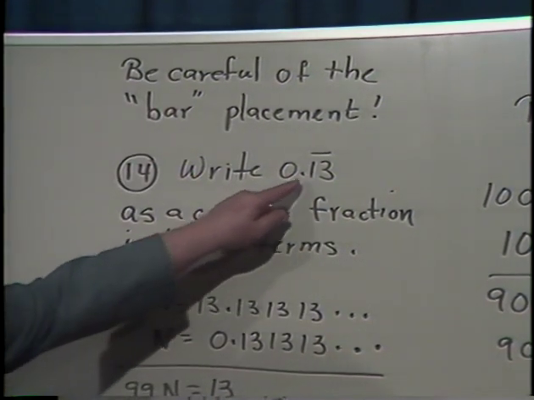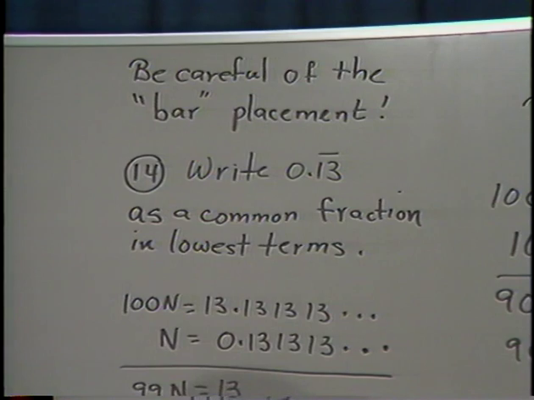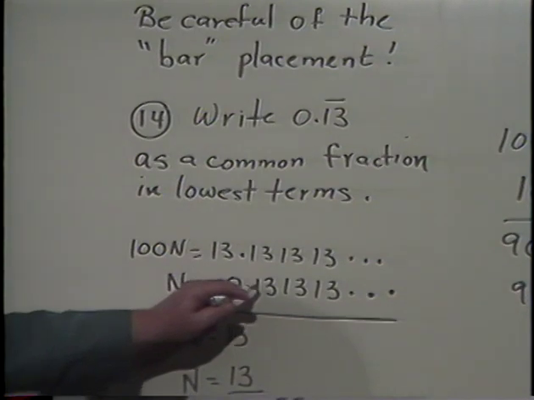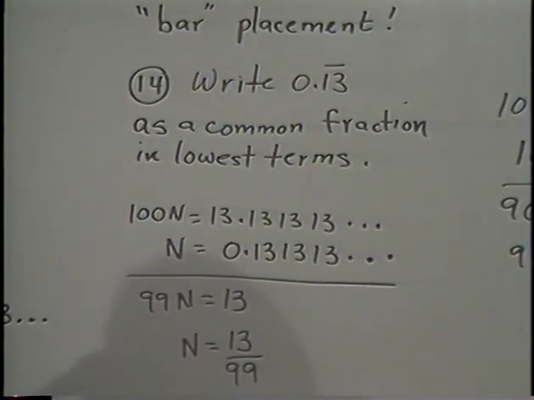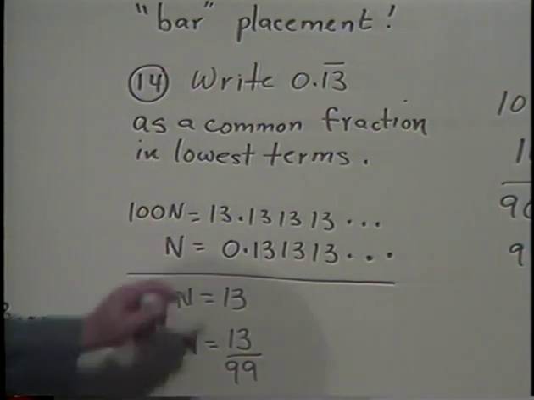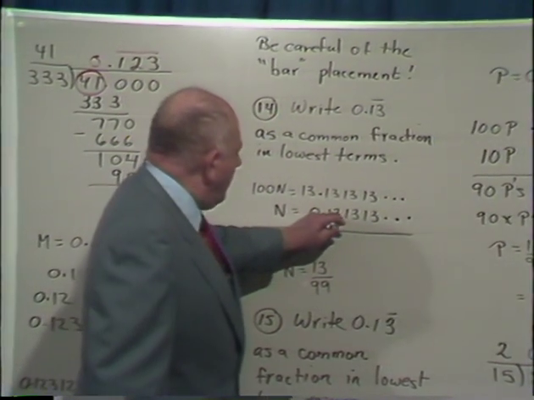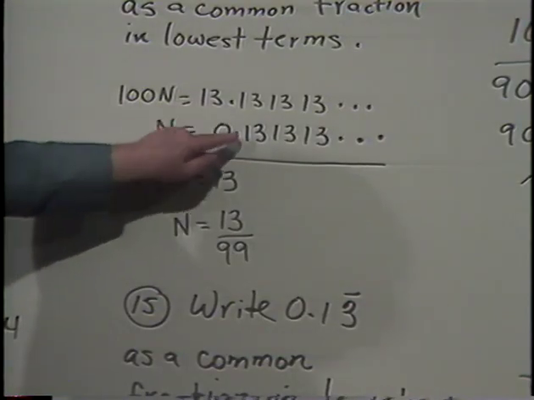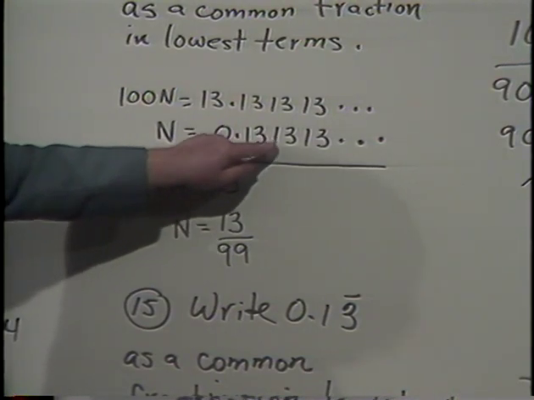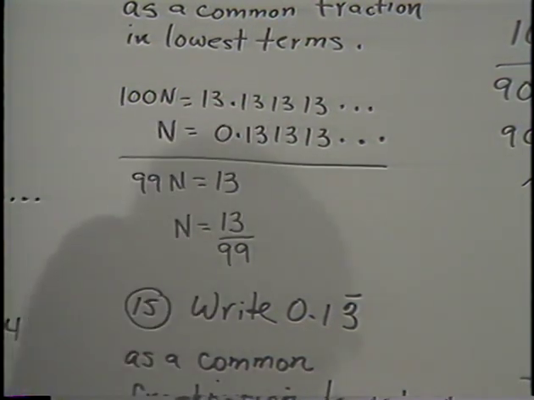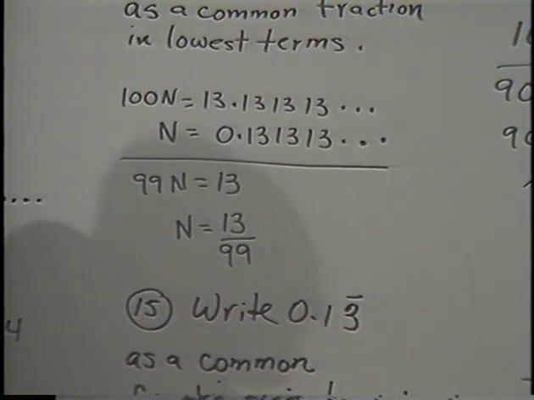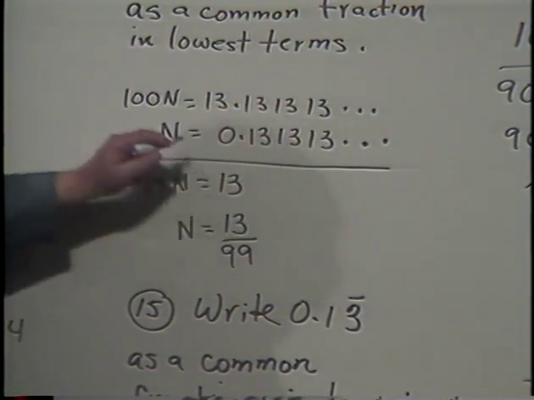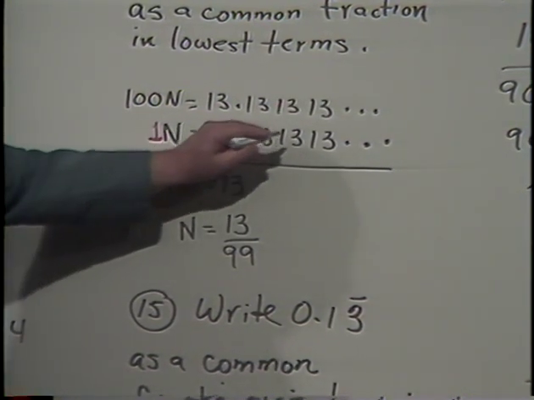The first one says, take 0.13 with a bar over it and write that as a common fraction in lowest terms. In other words, if I call that number n, what's 0.13 with a bar over it? It's 0.13, 13, 13, 13, 13. The 13s go on forever, so I move the decimal point 2 places to the right because the repeating cycle is 2 digits. If I move the decimal point 2 places to the right, I get 13.131313, etc. But moving the decimal point 2 places to the right multiplies by 100, so 100 n's are 13.131313. 1 n is 0.131313.